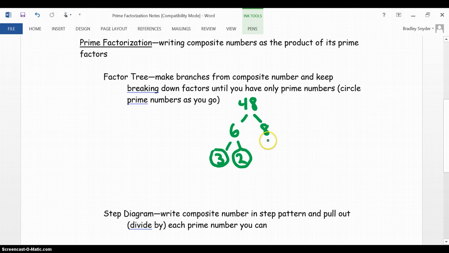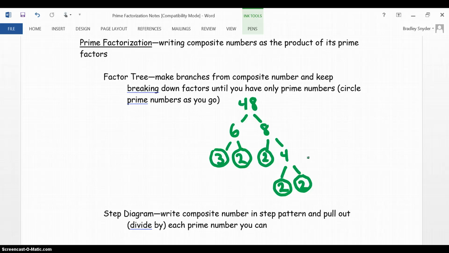8 obviously is a composite number, so we break it into 2 times 4. And 2 is prime, so I'll go ahead and circle that one, and then I'll continue with 4 because that is composite and it can break down even further. So you'll notice I'm doing it a little bit different than the PowerPoint. Whenever I get a prime branch of my factor tree, I go ahead and circle it and leave it. And once all my branches are circled, I know I have all primes.